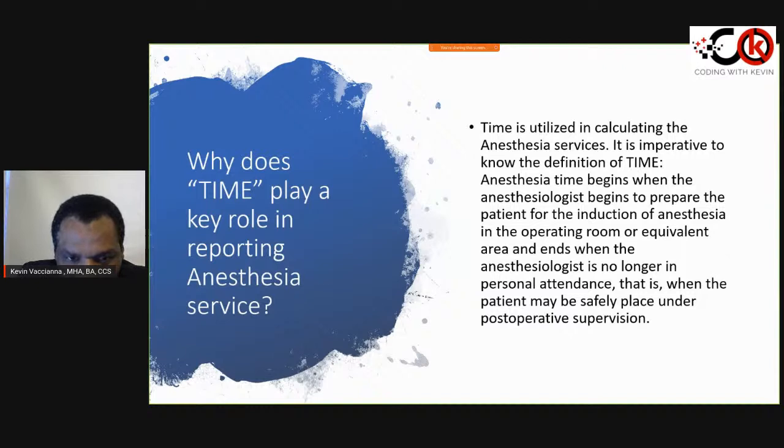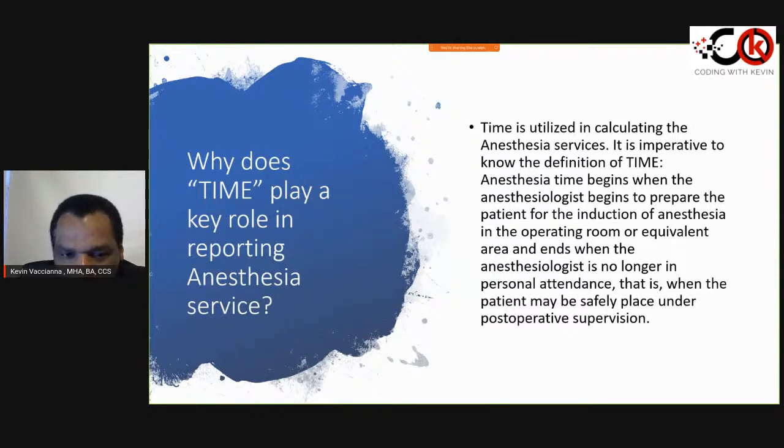Time. Time is utilized in calculating anesthesia services. It's imperative to know the definition of time. Okay? Anesthesia time, we went over this, begins when the anesthesiologist begins to prepare the patient for induction of anesthesia in the operating room or equivalent area and ends when the anesthesiologist is no longer in personal attendance, that is, when the patient may be safely placed under the postoperative supervision.